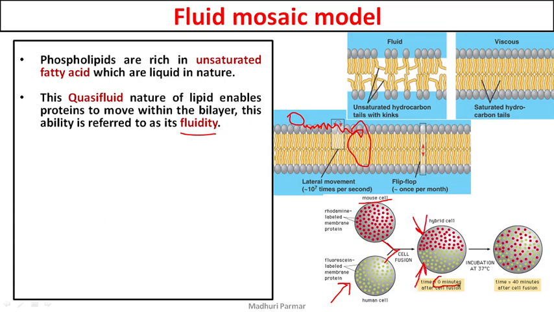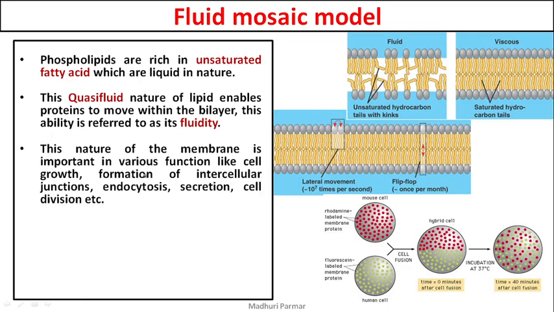The time is 0 minutes. The fusion has just happened. If you keep it at 37 degrees and allow it to rest, after 40 minutes you will see that the red colored proteins and the green colored proteins have distributed evenly. They are almost randomly arranged everywhere instead of being separated. This means the proteins can move around anywhere they want, and this shows the fluidity of the cell membrane.